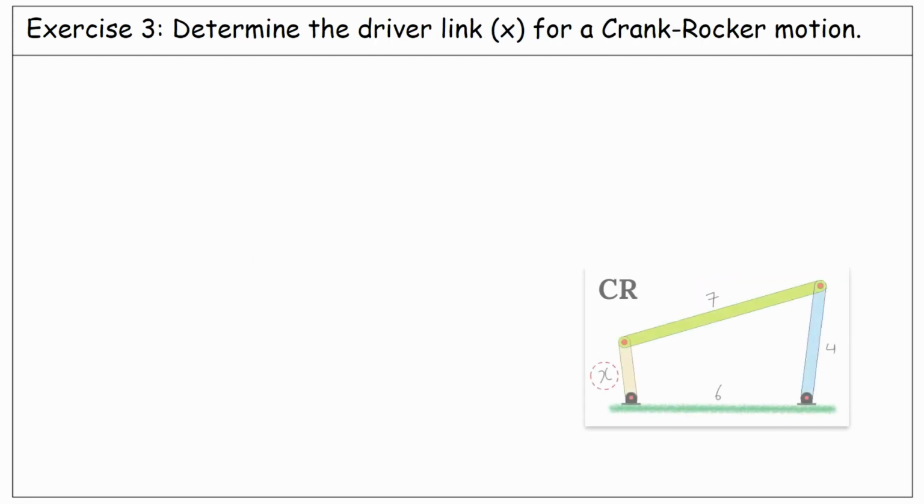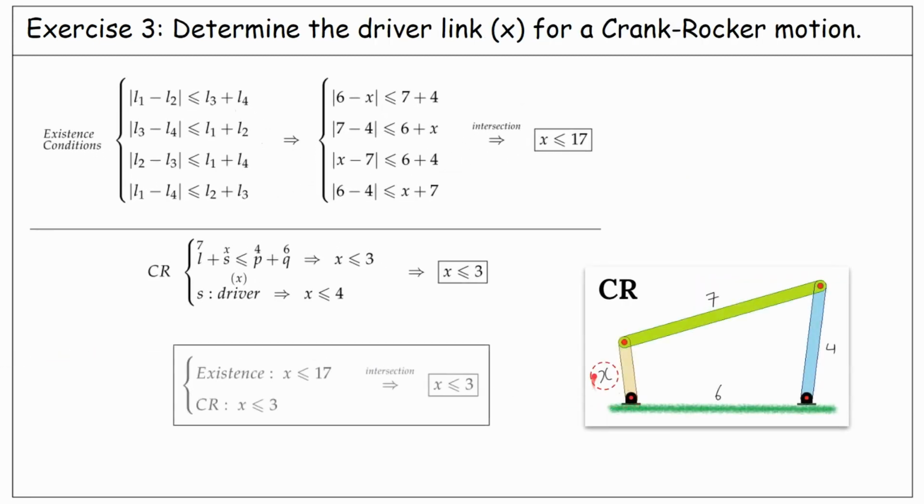In the third exercise, we want to find the range for the driver link to provide a crank-rocker motion. Considering the 4 conditions for the existence of the linkage, the driver link is required to be less than or at most equal to 17. Now let's check Grashof's condition for a crank-rocker motion, which says L plus S must be less than or equal to P plus Q, and the shortest should be the driver.